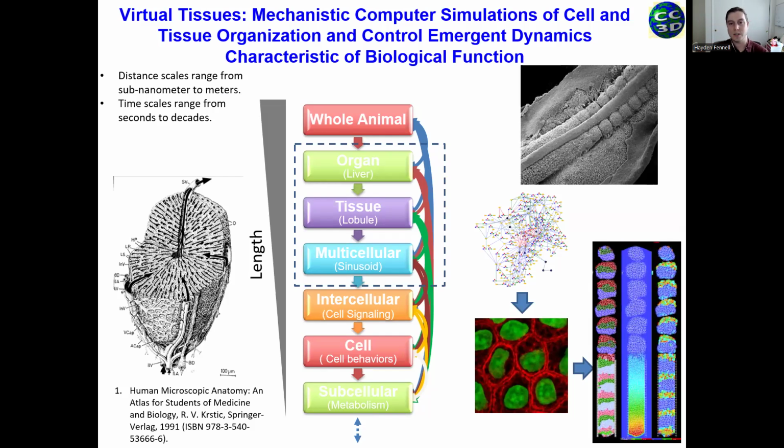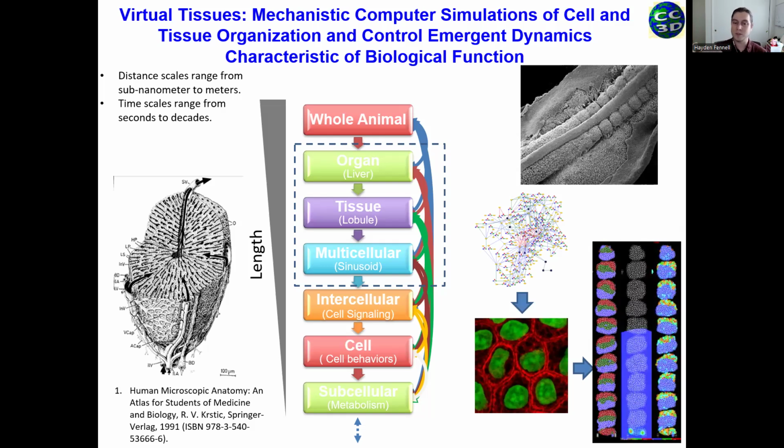CompuCell is sort of situated in this dotted line area here, somewhere between the organ and the multicellular scale. So typically we look at multicellular and tissue scale. CompuCell is capable of modeling whole organs, depending on the size of simulation that you would like to run and the size of the organ.